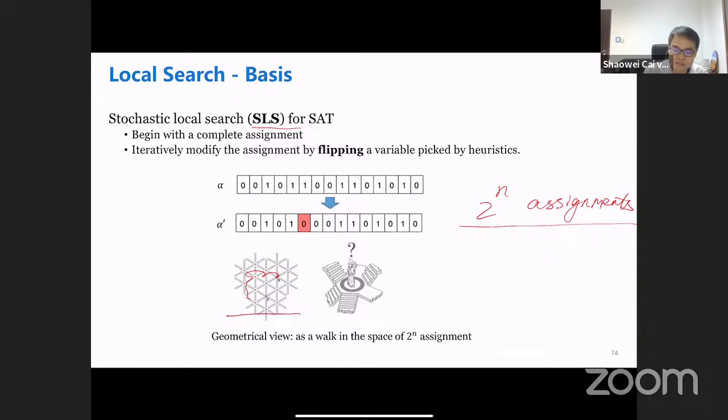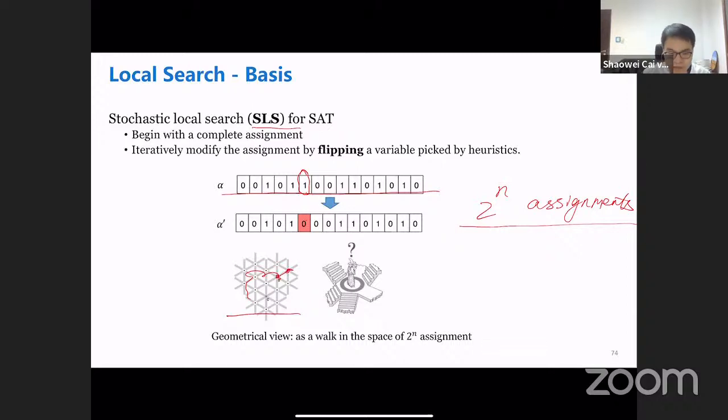So in the algorithm, this local search method begins with a complete assignment. In the beginning, we get a complete assignment. This can be randomly guessed, or we can employ some greedy heuristics to get the values of the variables. Then in each iteration, we modify this complete assignment step by step. Typically in each step, we just pick one variable and change its value. This corresponds to jumping from the current point to a neighboring point.